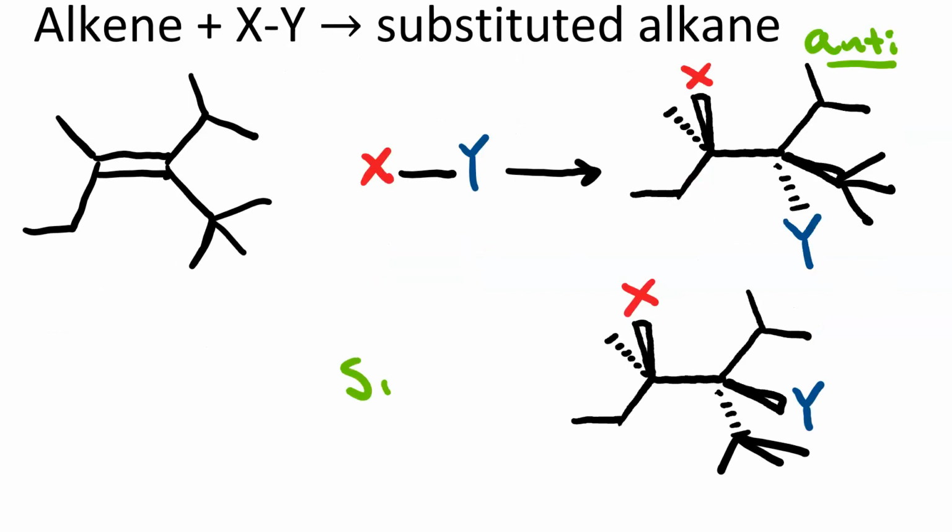Now in this picture down here, I've got a different kind of stereochemistry. This is syn. Notice both the X and the Y add above the plane of the molecule. I could also have them both adding below. But these are the two different kinds of stereochemistry for addition reactions, anti and syn. And catalytic hydrogenation is syn.